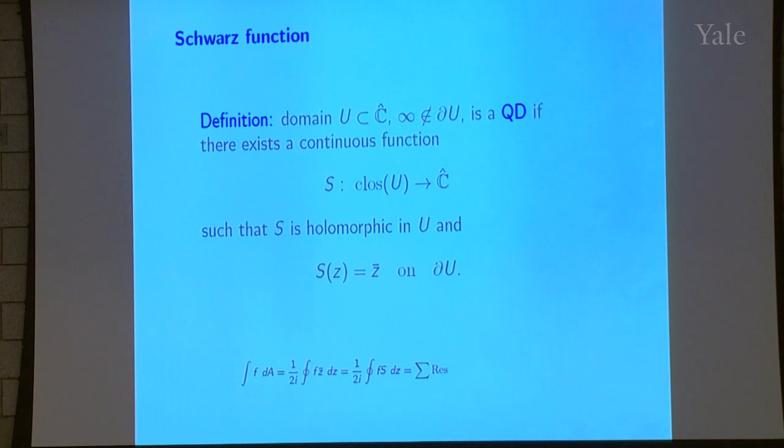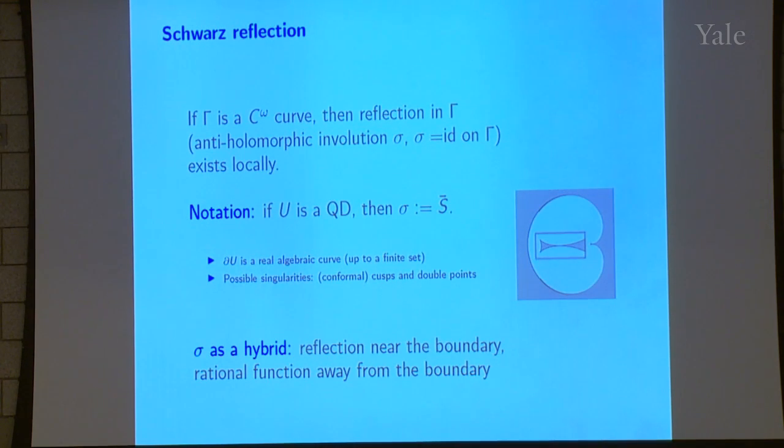The last line on this slide is the explanation that if you have a Schwarz function, then by the residue theorem you have quadrature identities. So what is a Schwarz reflection? We'll define the Schwarz reflection as the complex conjugate of the Schwarz function. Usually the term Schwarz reflection is used locally. If you have a real analytic curve, then locally you have a reflection in this curve, an anti-holomorphic involution which fixes the points on the curve. But now we are in a global situation: by definition of the Schwarz function, its complex conjugate is an anti-holomorphic map which is the identity on the boundary.